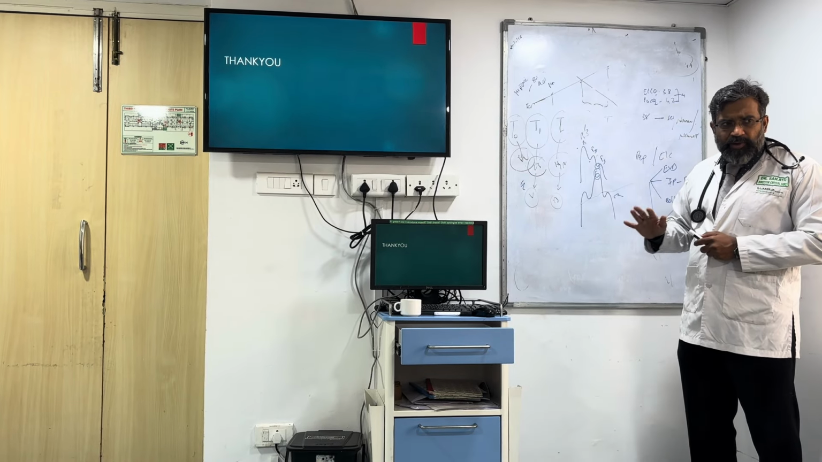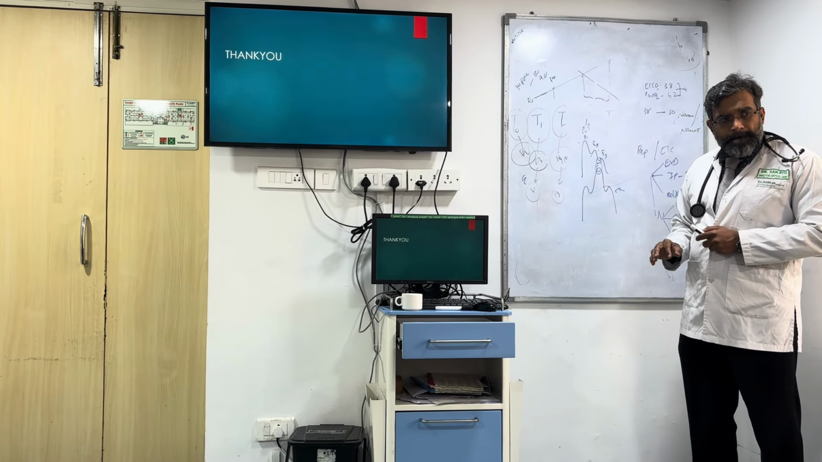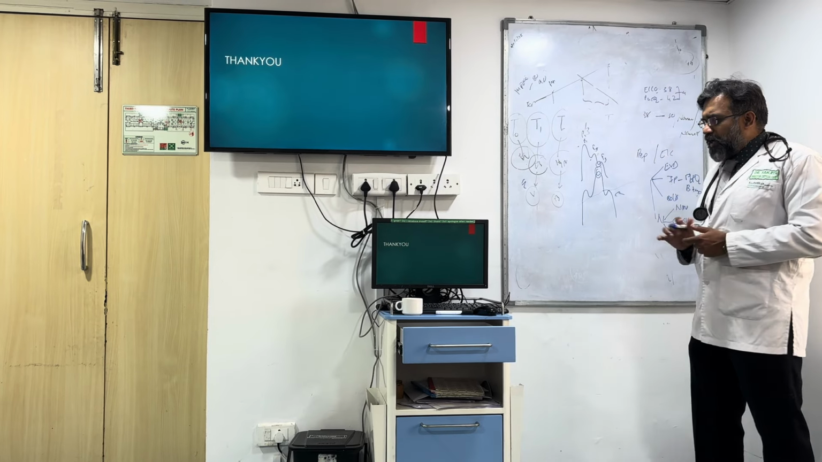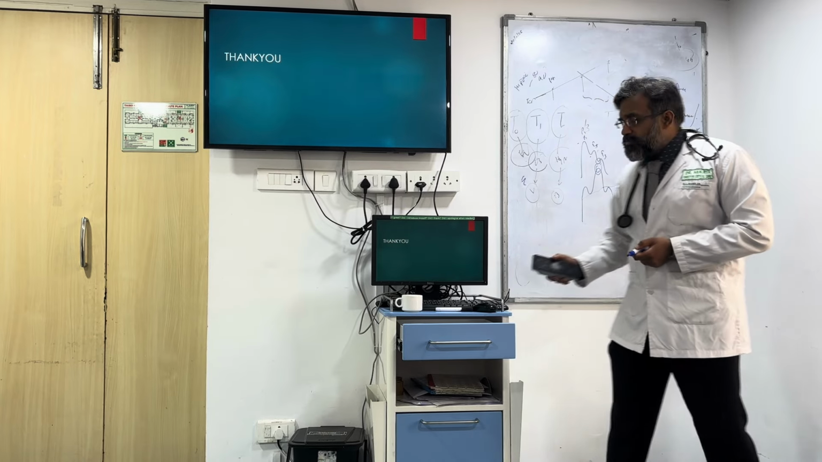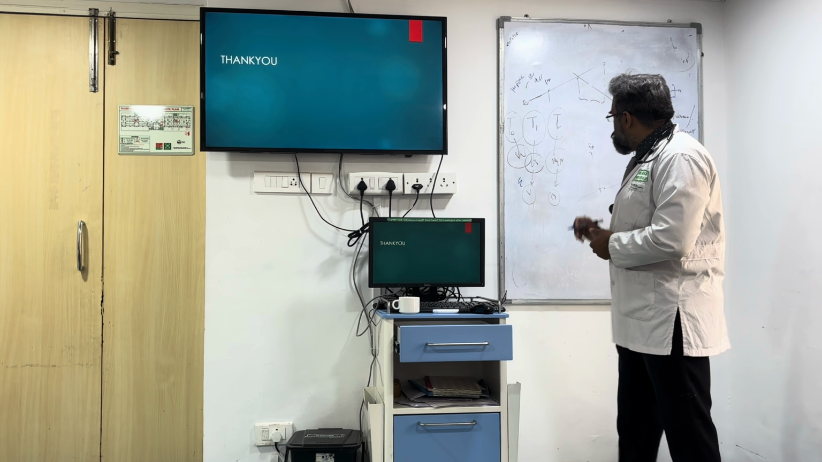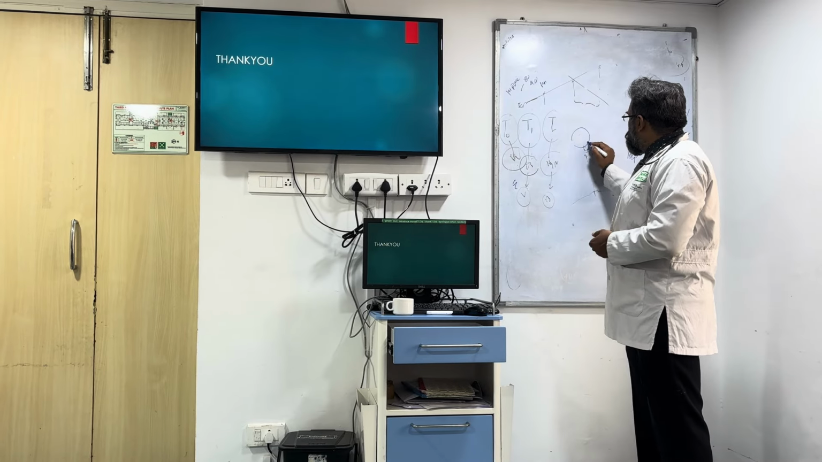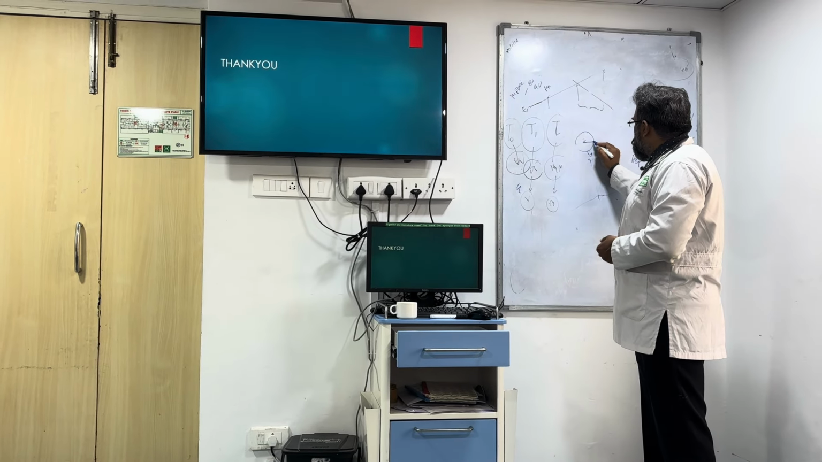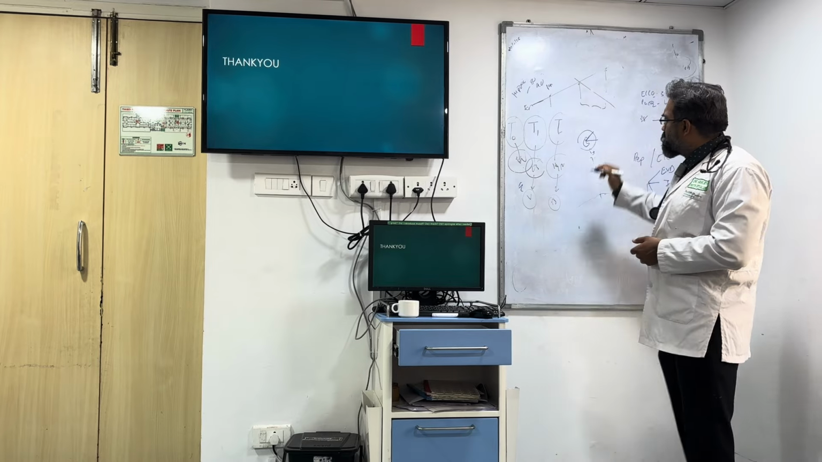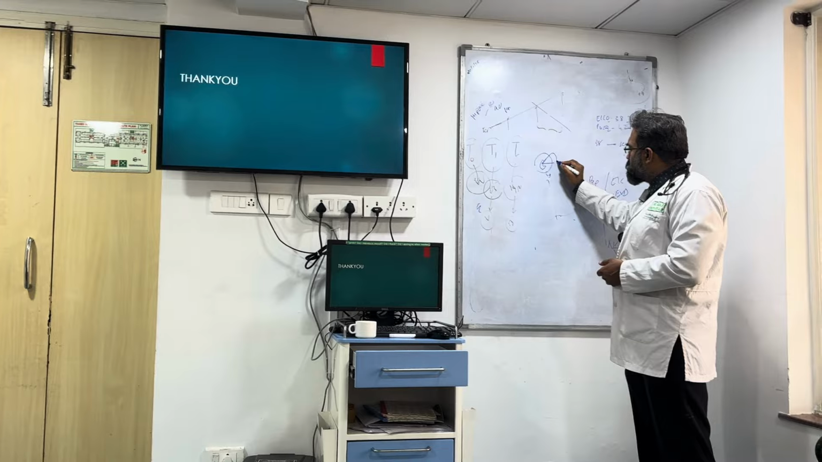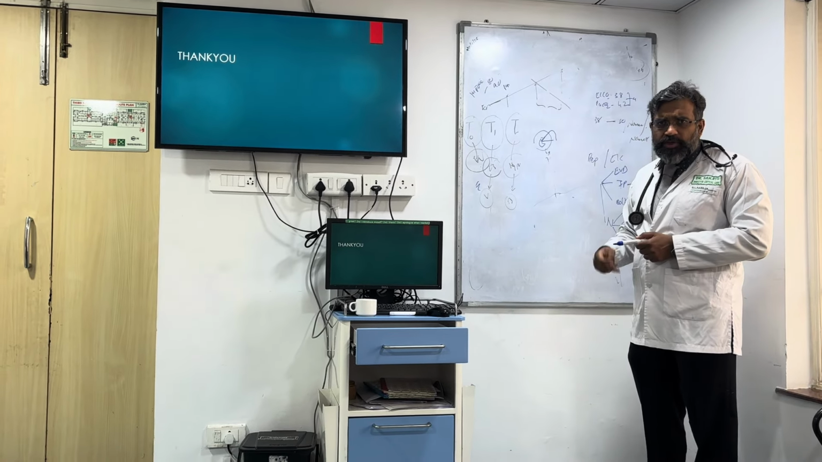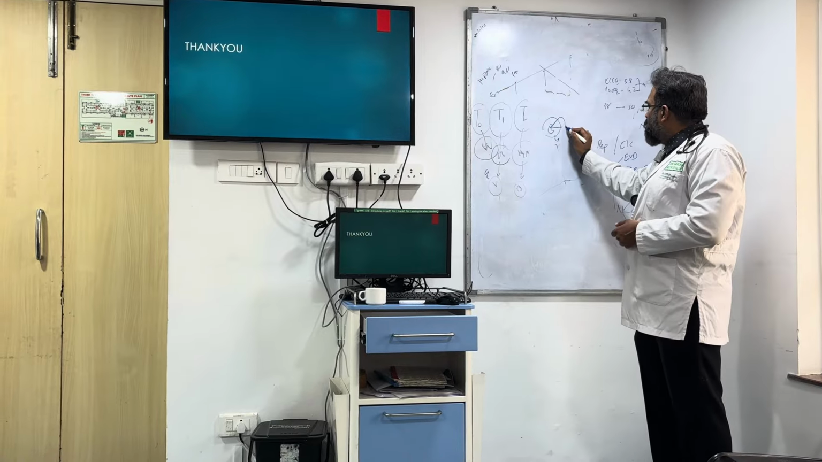To see these waves, we connect the EVD to a transducer. So how does the EVD look in the first place? The EVD is a device. You have the brain. Here your catheter lies inside the ventricle. From here a tubing goes like this, and usually at the level of the pubic symphysis or the external auditory meatus, usually the pubic symphysis, you keep a transducer.